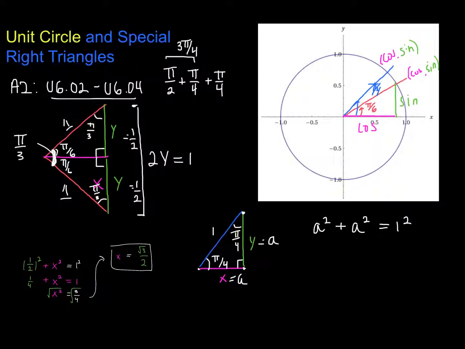A squared plus a squared is 2a squared, and 1 squared is 1. So I have 2a squared is equal to 1. Dividing by 2 on both sides gives me that a squared is equal to 1/2, and then square rooting both sides. Notice that I'm doing a lot of work in one place to save a little bit of room. Will leave me with a is equivalent to the square root of 1, which is 1, over the square root of 2.